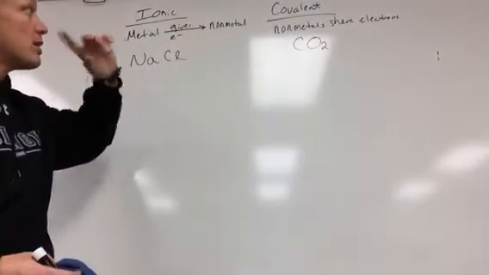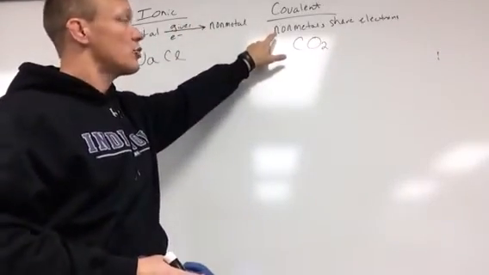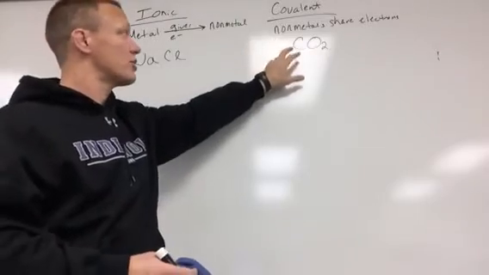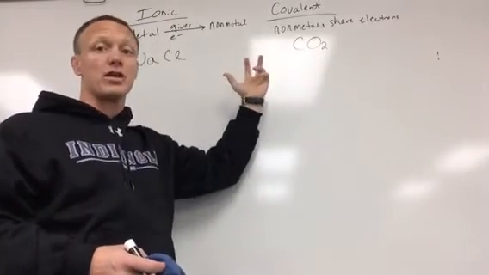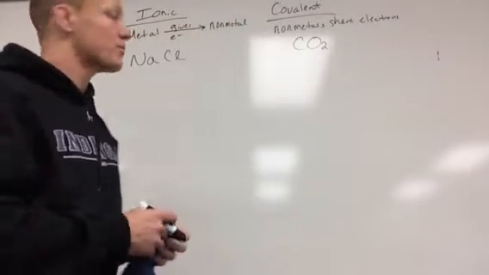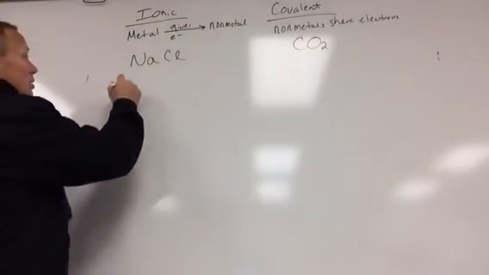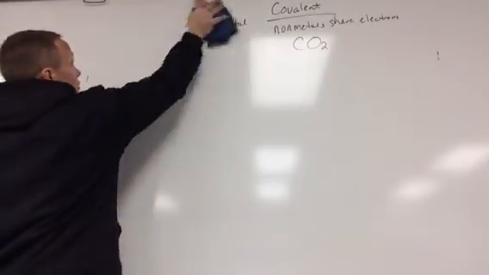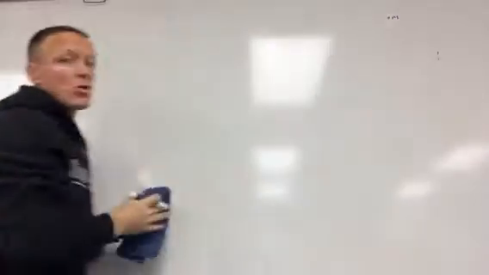They're not really sharing. A covalent compound, two nonmetals are sharing electrons. So in this case, you have carbon with oxygen. They are sharing electrons to get to 8. Okay, we're only going to focus on ionic compounds for right now. And you're going to draw what we call structural formulas. So you can do a structural formula or a chemical formula.